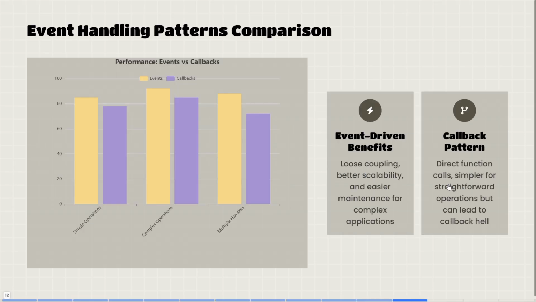Callbacks work well for simple direct operations. But as applications grow, callbacks can become hard to manage, leading to callback hell. Events provide better scalability, especially when multiple components need to respond to the same action. That's why event-driven systems are preferred in complex Node.js applications.